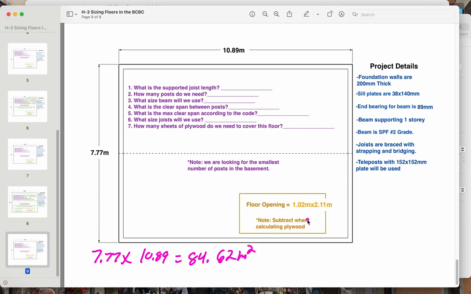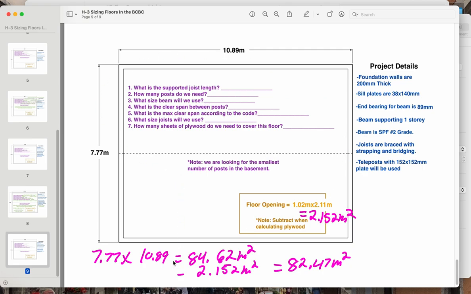Now I said we have to subtract that floor opening, so that floor opening is 1.02 times 2.11, and that gives us an area of 2.152 meters squared. So now we're going to subtract minus 2.152 meters squared, and we get a total area of flooring that we need to cover of 82.47 meters squared. So that's how much we need to cover.